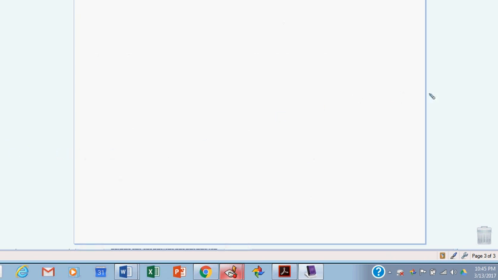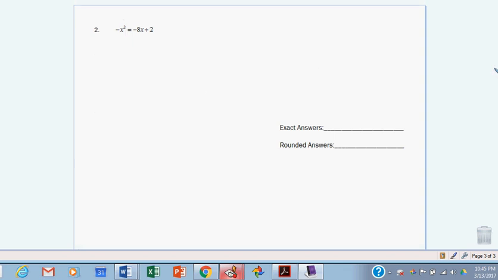Let's try one more together, and then you got 2, I think, on your practice sheet. So when it looks like this, I don't like this at all. I'm going to get this over to that side. So by adding x squared to both sides, I'll make a 0 on this side equals a positive x squared, then still a minus 8x and then a plus 2. Okay, so like we were saying yesterday, write them in descending order.